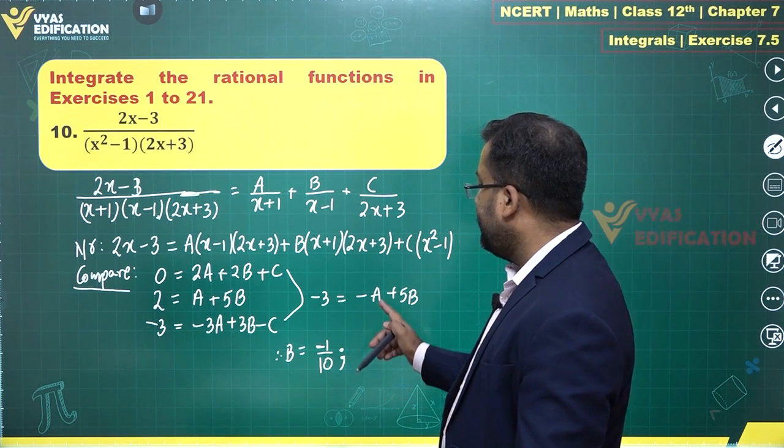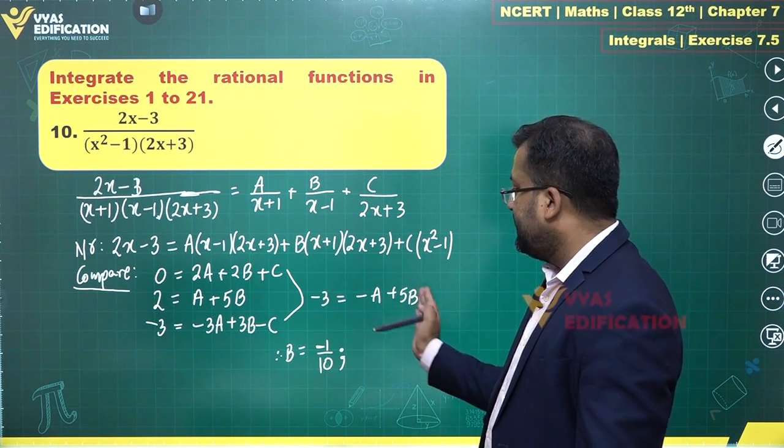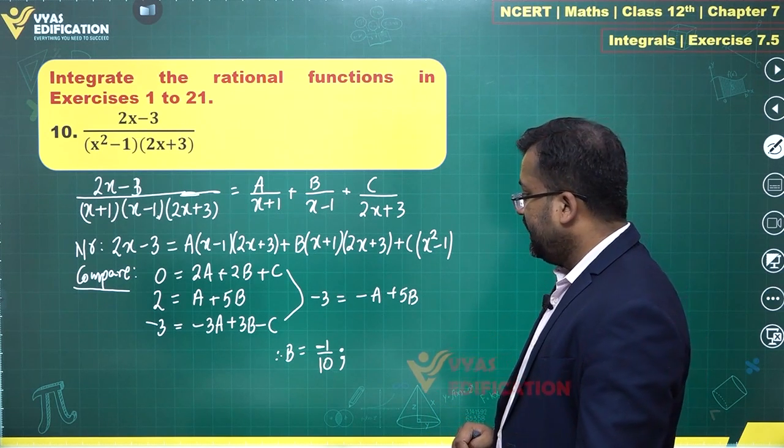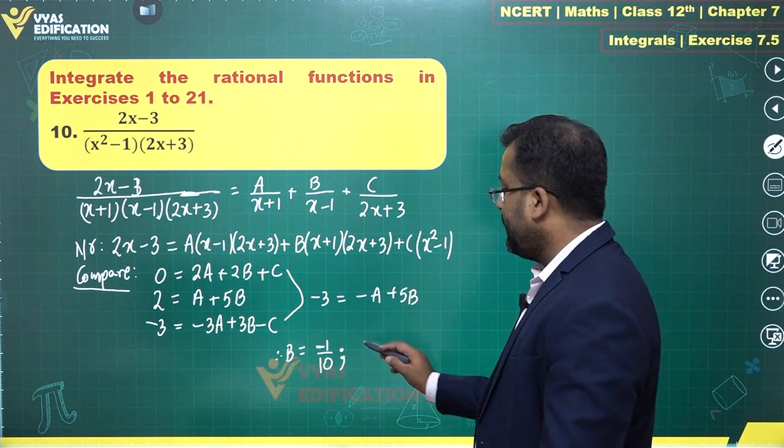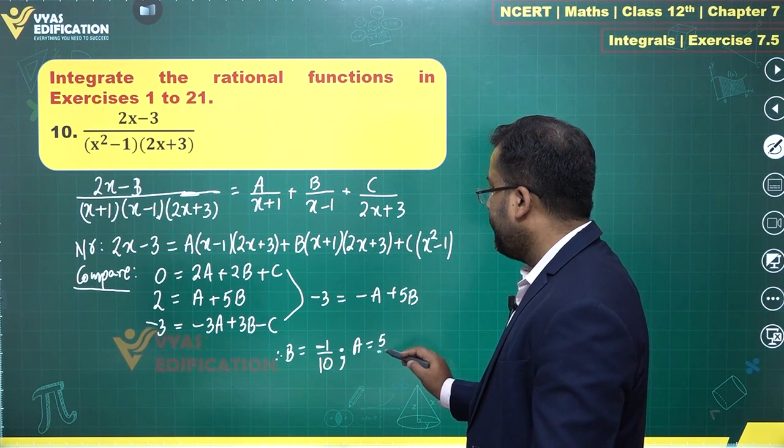Using this b, I can get the value of a from here. A will be 3 plus 5b, right? 3 minus 5 by 10, 3 minus 1 by 2, which is 5 by 2. A will be equal to 5 by 2.